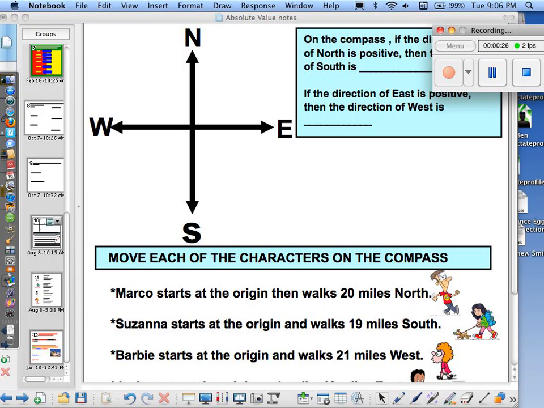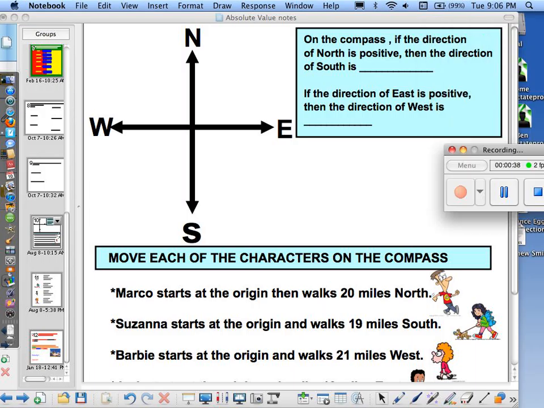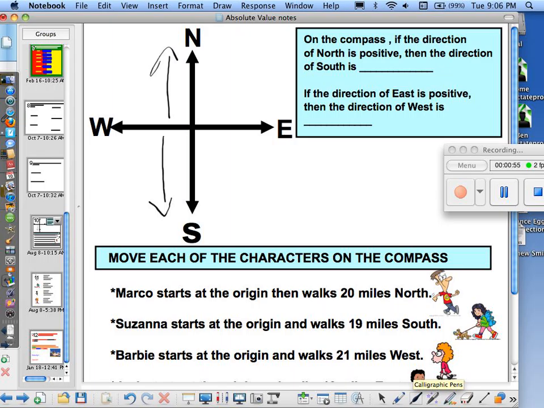You should turn to this page of your notes. So make sure you're there, and if you're not, you can go ahead and stop the video to make sure. So see if you can try to fill this in. On the compass, if the direction of north is positive, north goes up in a positive direction, then the direction of south is going to be what? So go ahead and fill this in, and then you can check with me.